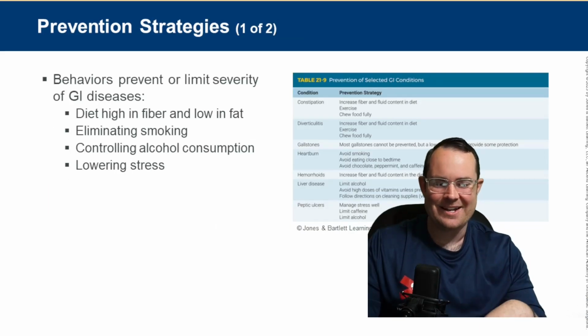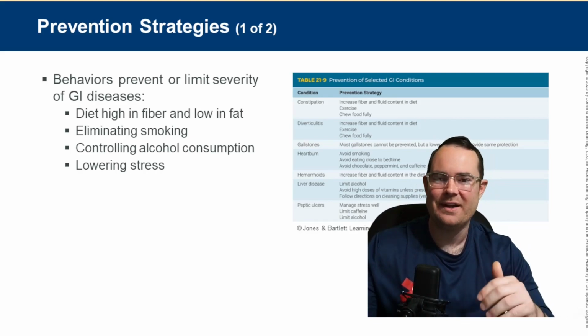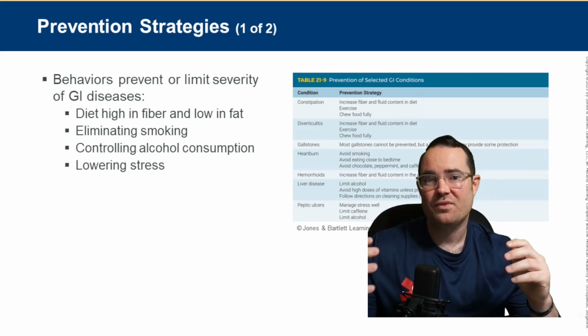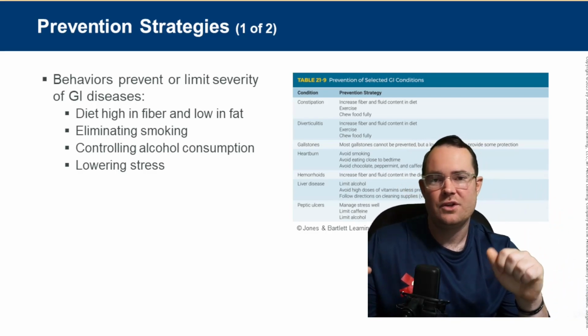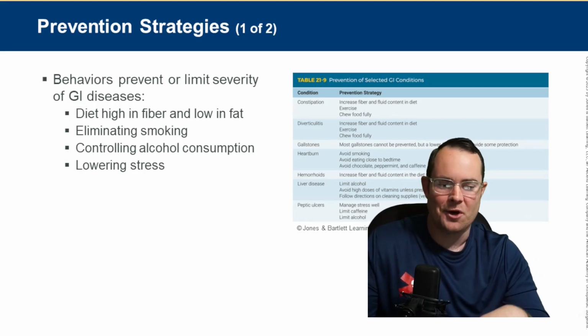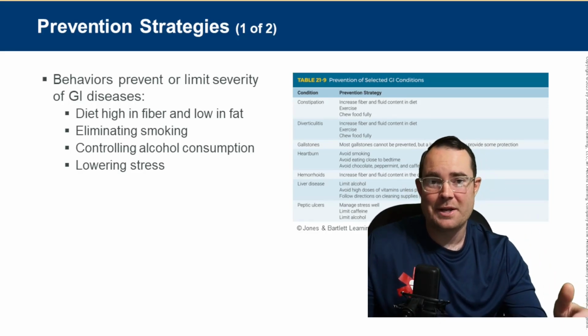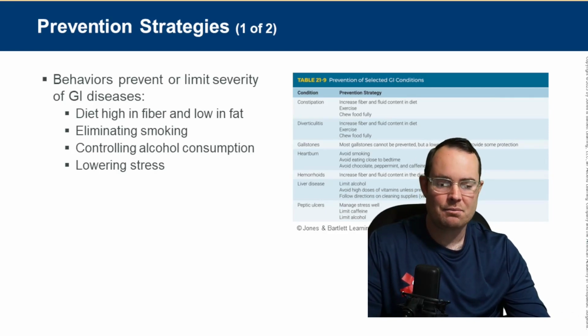So, prevention strategies, the last thing that we're going to be talking about in this chapter. How can we prevent ourselves from having these GI conditions? Eat high fiber foods, drink a lot of water, and stop drinking so much alcohol. And also eliminate smoking. Smoking has been shown to cause a lot of GI problems.